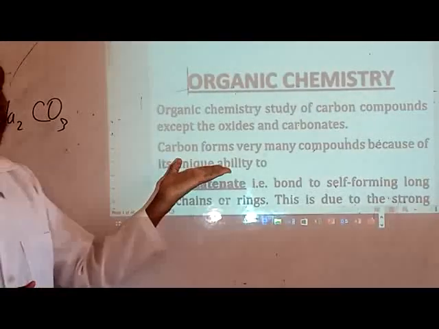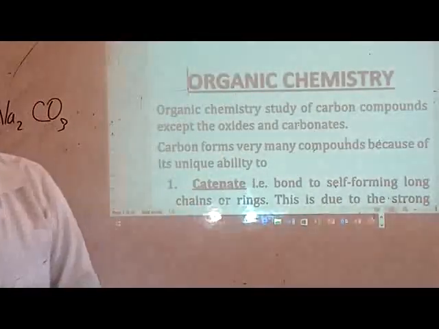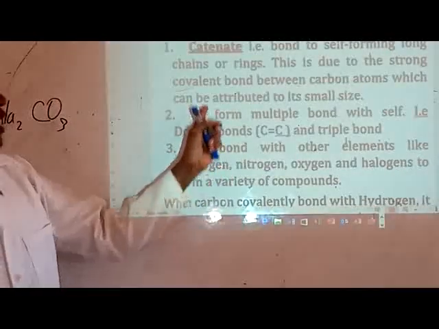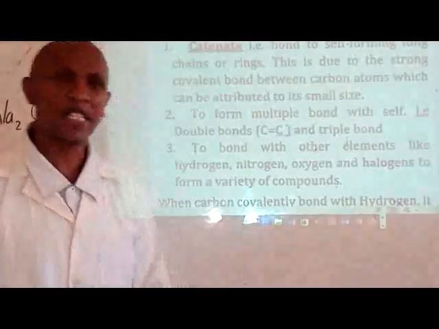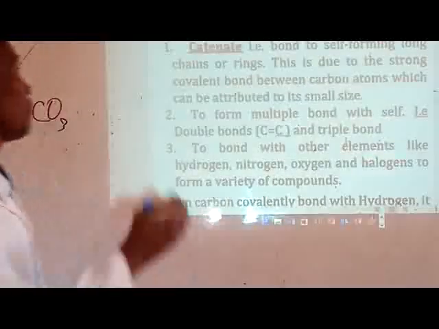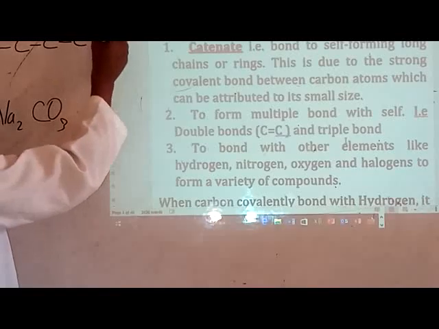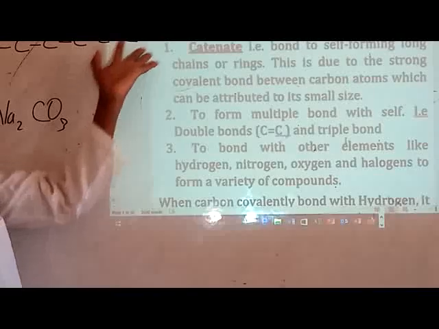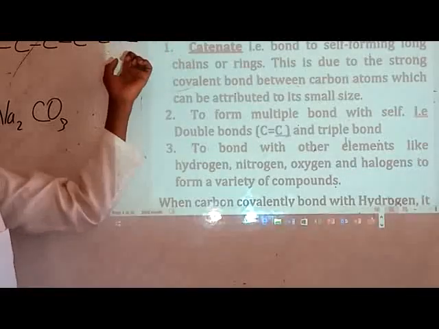Now, why does carbon form very many compounds? There are 3 reasons why that is so. Reason number 1: the unique ability of carbon to catenate. What is catenation? Catenation is the ability to bond to itself. So carbon will bond to another, to another, to another, and in the process you get a very long chain. I think this can be attributed to the strong carbon to carbon bond.